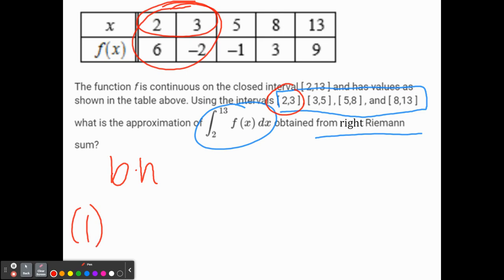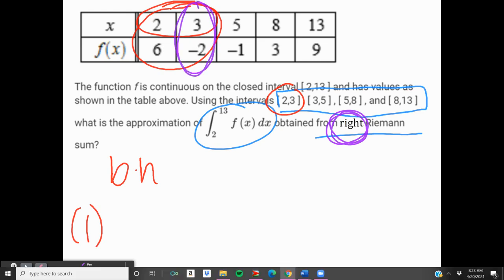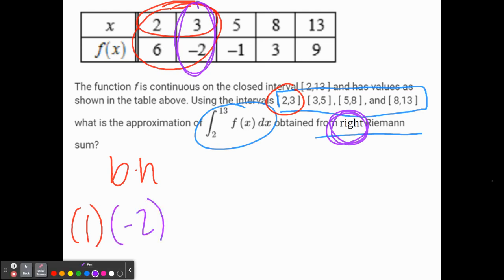Now the height is what depends on the type of Riemann sum. Since we have a right Riemann sum here, the right endpoint, in this case 3, is going to determine the height of the rectangle. The height is going to be -2 because f of 3 is -2. So overall, the area of this first rectangle in a right Riemann sum is -2, which means it must be below the x-axis, right? Because it's negative. So let's look at the next one.